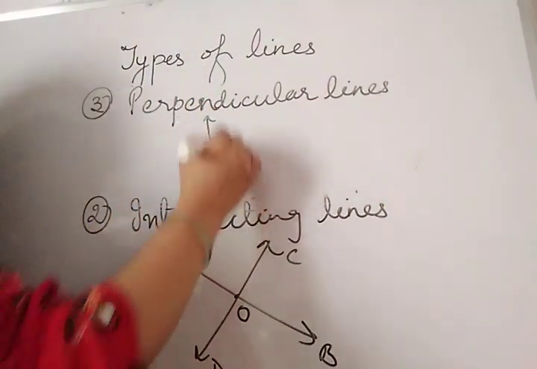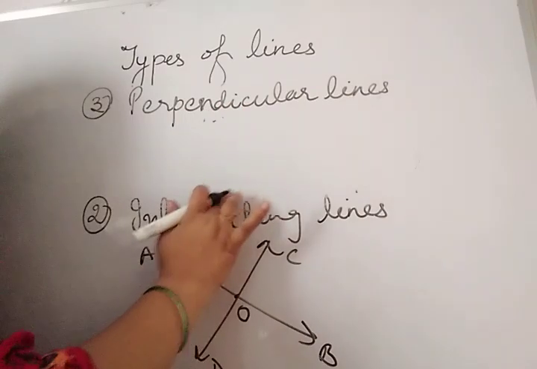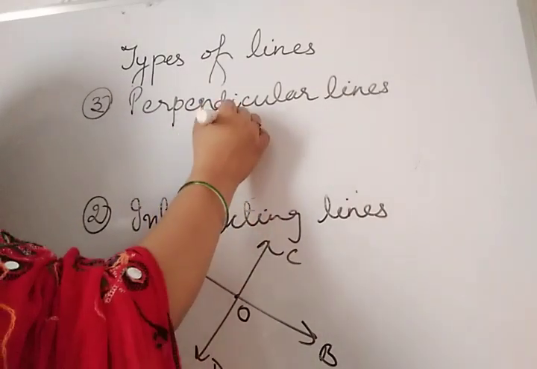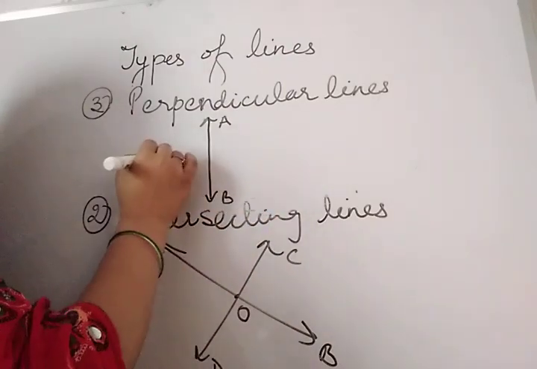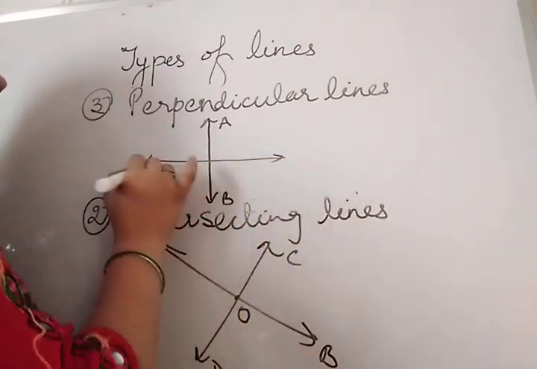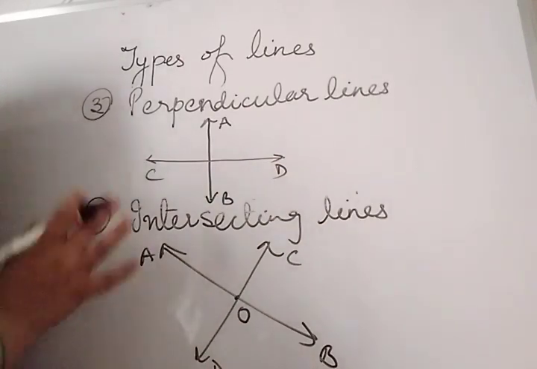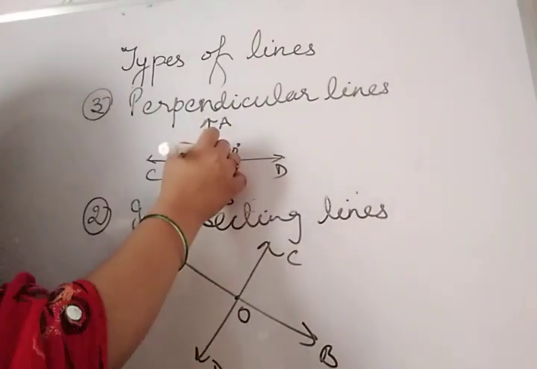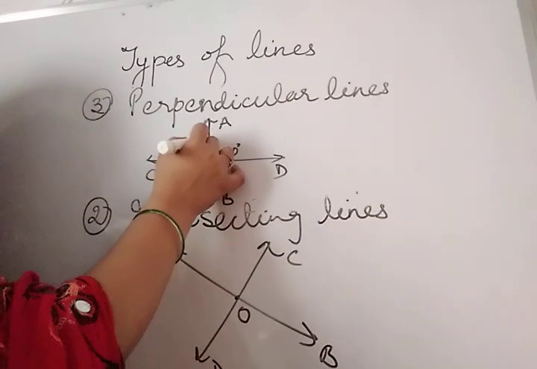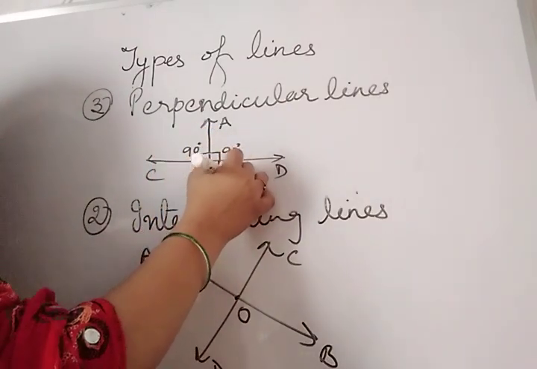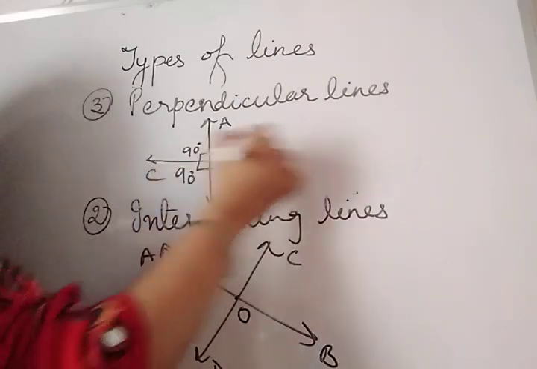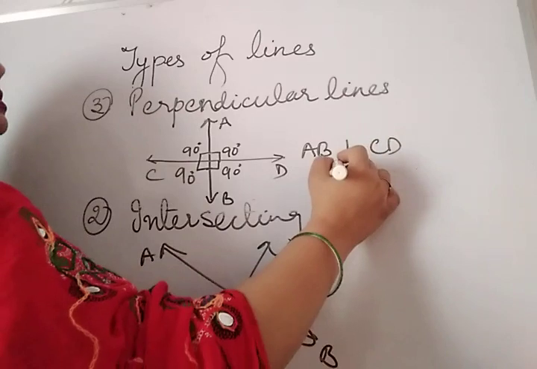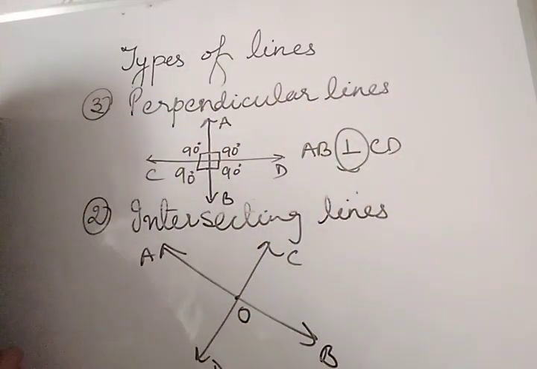This is line AB. Now this is line AB and this is our line CD. They are intersecting each other at 90-degree angle. So such kind of pair of lines are called perpendicular lines. Here AB is perpendicular to CD. This is the symbol of perpendicular.